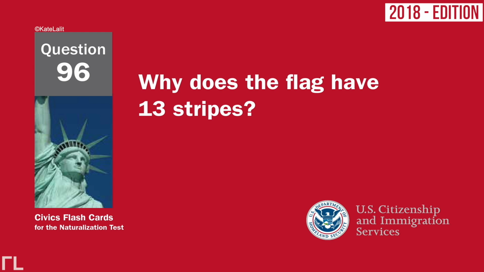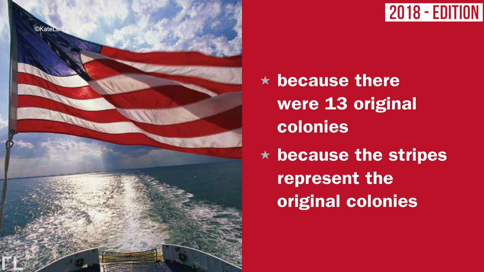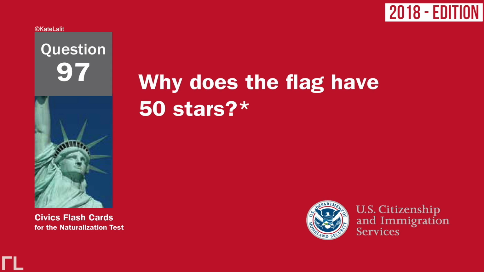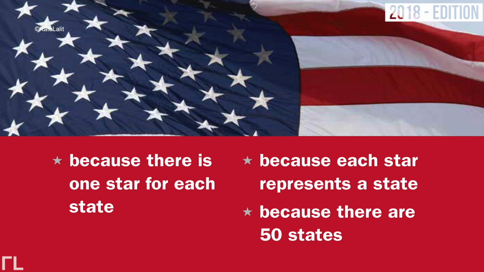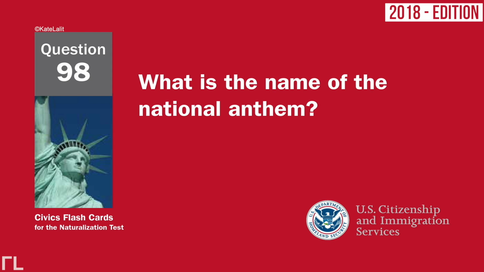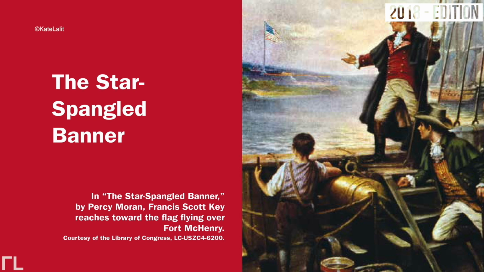Why does the flag have 13 stripes? Because there were 13 original colonies. Because the stripes represent the original colonies. Why does the flag have 50 stars? Because there is one star for each state. Because each star represents a state. Because there are 50 states. What is the name of the national anthem? The Star-Spangled Banner.